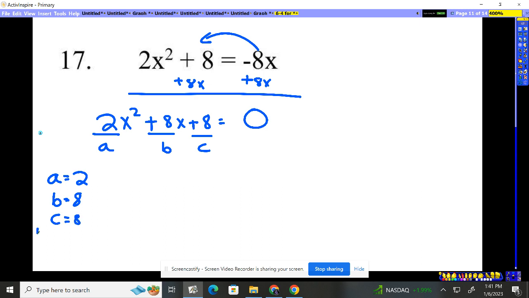And I always have you do the 4ac piece, which is in the formula that we're going to write in a second. So let's do 4 times the 2 is 8. 8 times 8, I get 64 here.